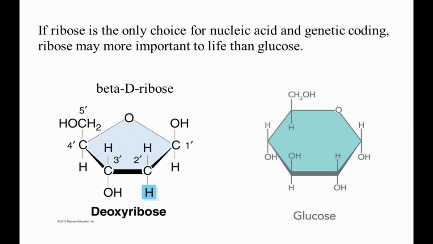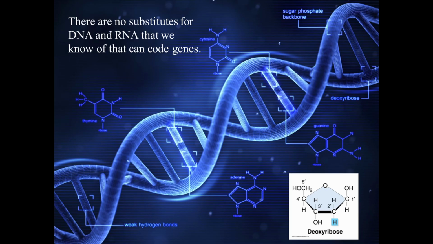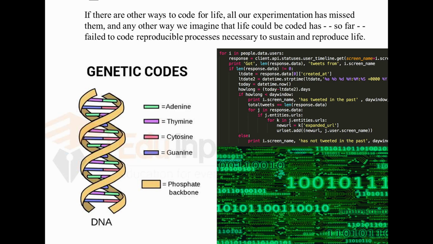If ribose is the only choice for nucleic acid and genetic coding, then ribose may be more important to life than glucose. There are no substitutes for DNA and RNA that we know of that can code genes. If there are other ways to code for life, all our experimentation has missed them. And any other way we imagine that life could be coded has, so far, failed to code reproducible processes necessary to sustain and reproduce life.